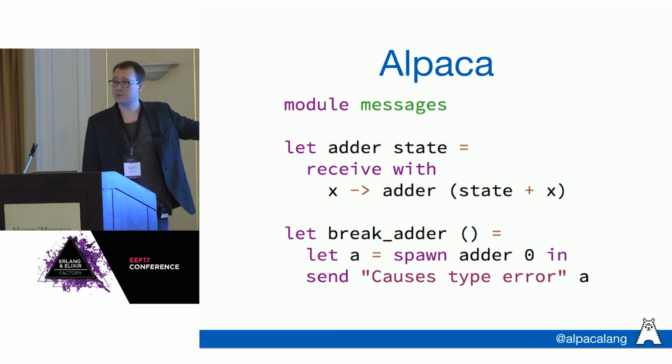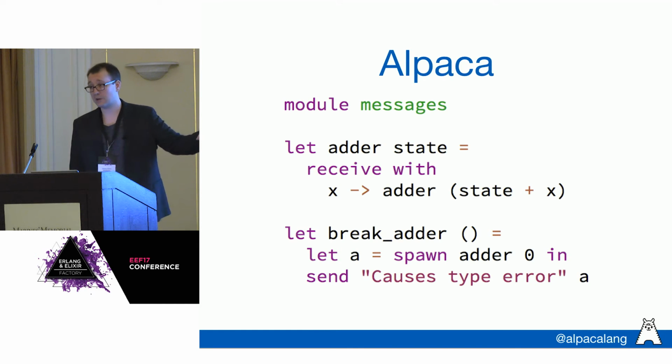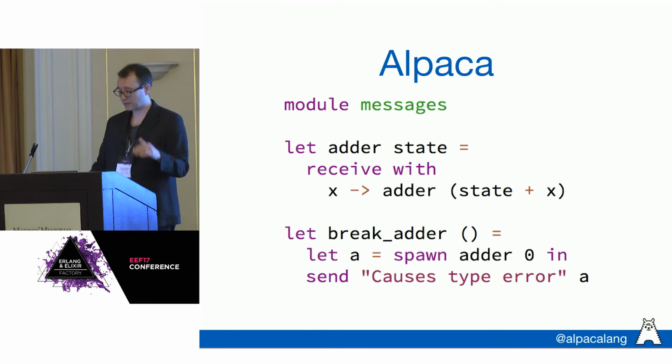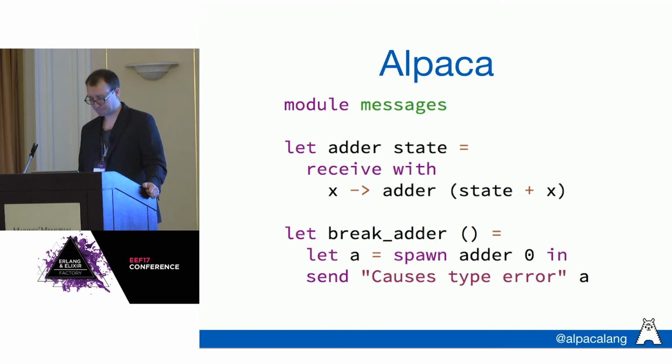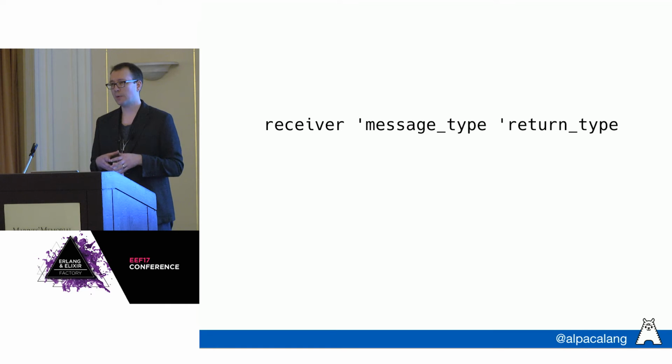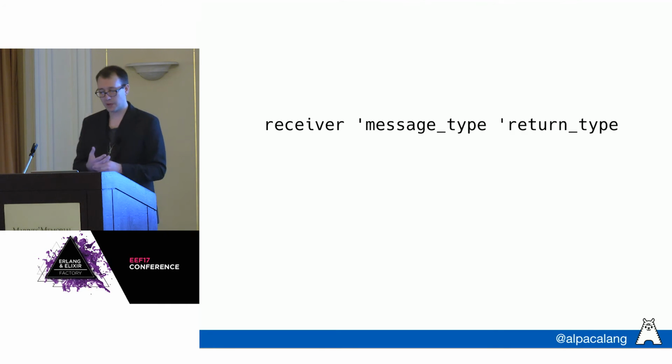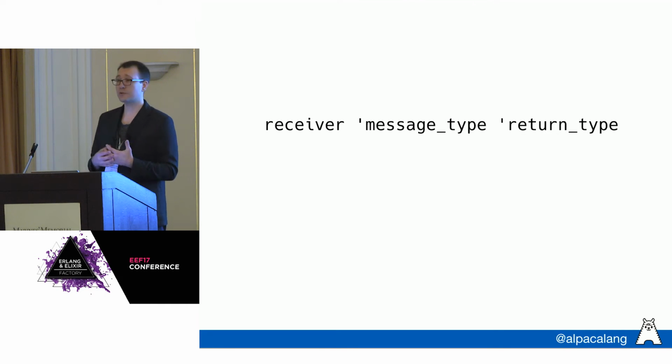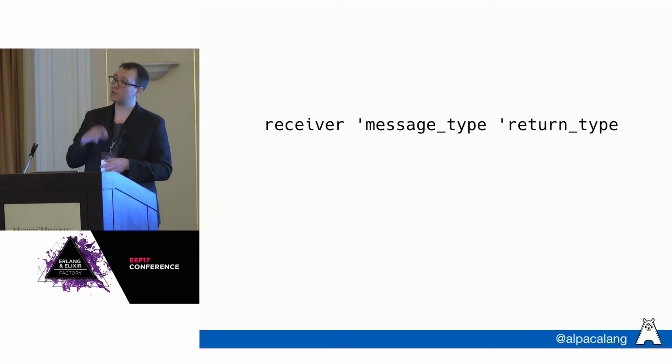This code will not proceed to tests, and it will not come out the other side as a beam file. It's not permitted to pass. It is a type error at compile time. And typed message flows in Alpaca revolve around a particular type called receiver. This is what helps us provide typed PIDs, or typed processes. And the keyword receive is what yields this particular type.